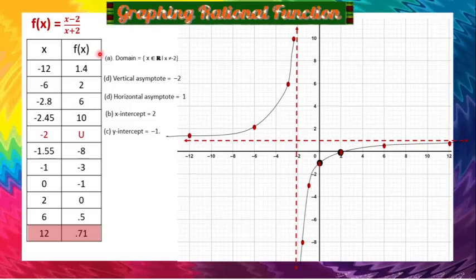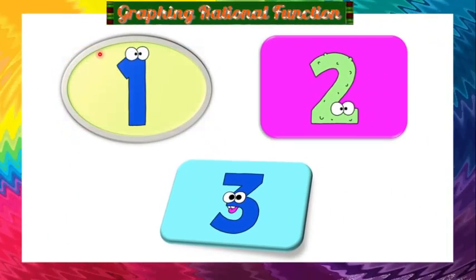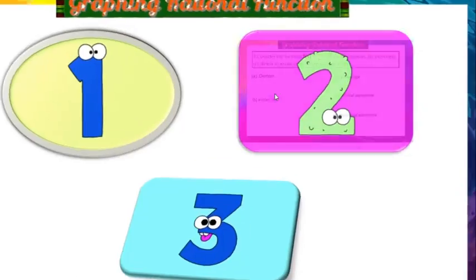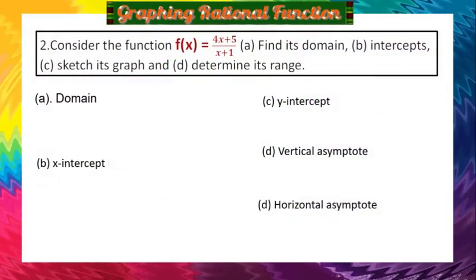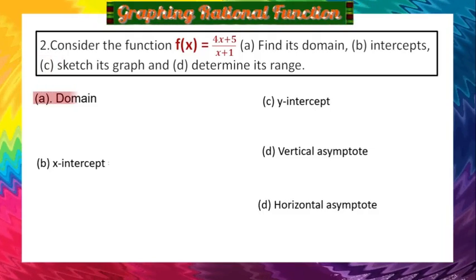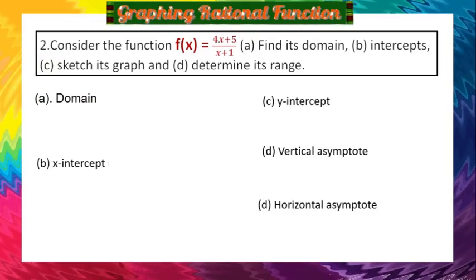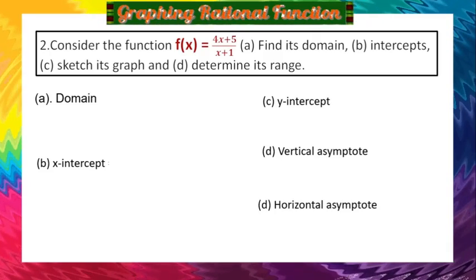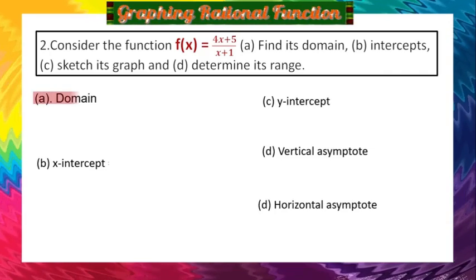Okay, next, example number 2. The given function is f of x equals 4x plus 5 over x plus 1. The requirement is to find its domain and intercepts, then sketch its graph, then determine its range. So the first one is the domain.